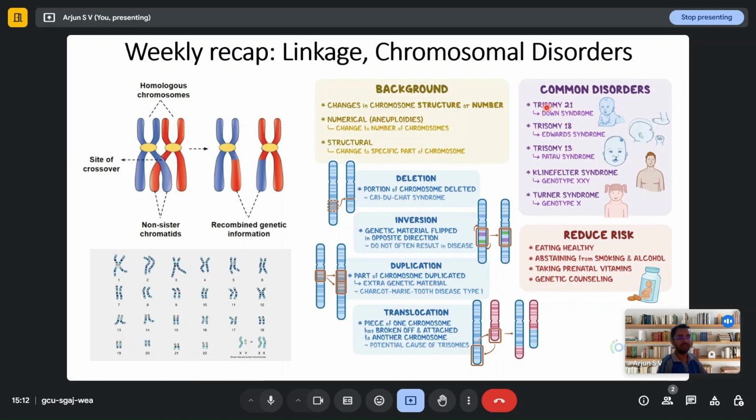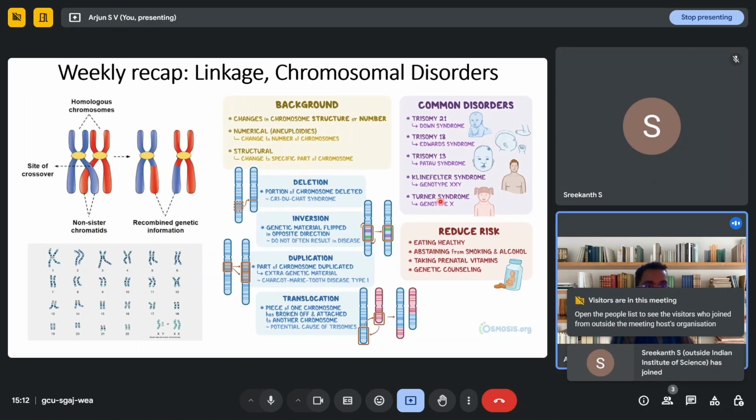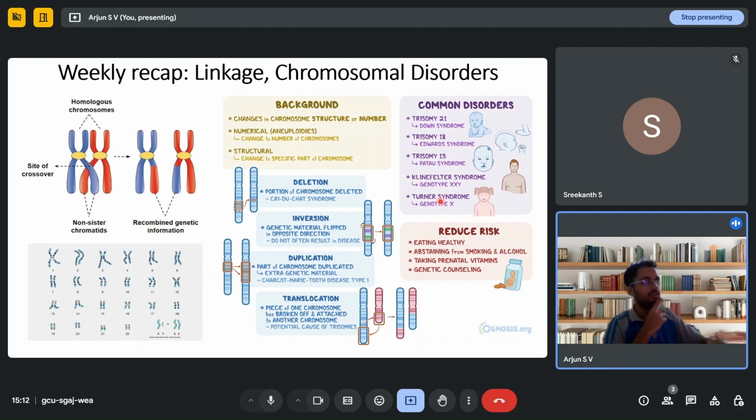So trisomy of the 21st chromosome can lead to Down syndrome. Trisomy of the 18th chromosome can lead to Edwards syndrome, and trisomy of the 13th chromosome can lead to Patau syndrome. And we also saw about Turner syndrome, which is a non-trisomy disorder. And that's all about linkage in chromosomal disorders.